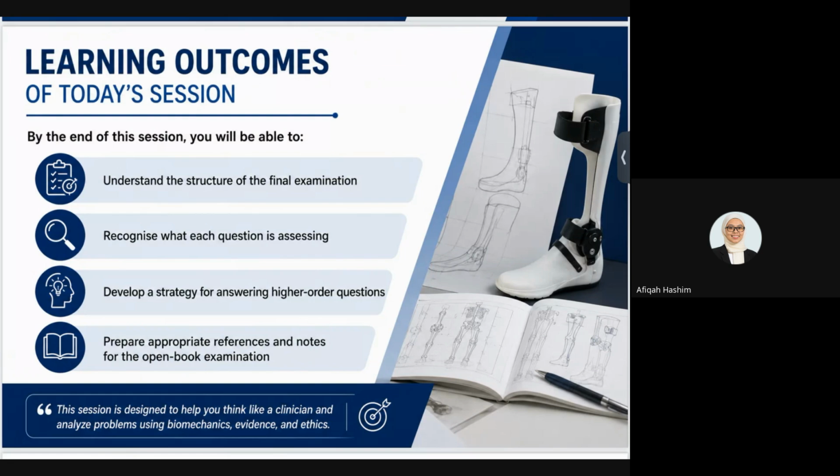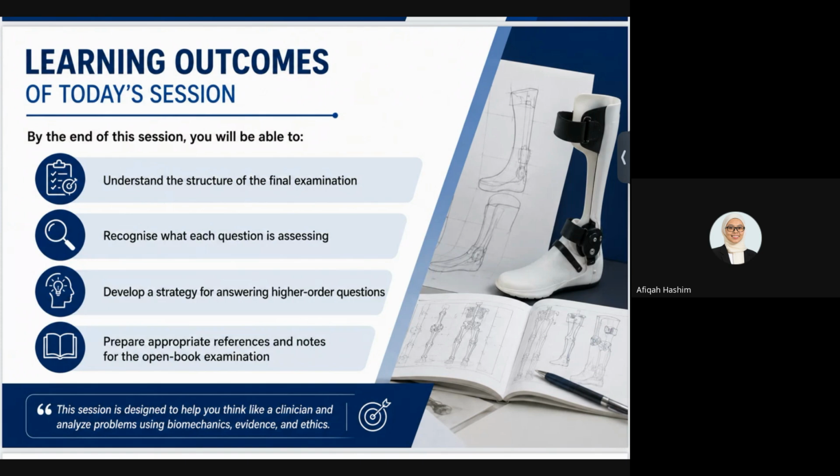You know the content, you know the impairment, you know what orthosis to prescribe, but because they don't understand what the question is actually asking. So today we'll go through the exam from the examiner perspective, and we'll also discuss what each question is really assessing. Every question has a specific course outcome and a learning objective behind it. Once you understand that, it will become much easier for you to decide what information you need to put in your exam answer sheet.